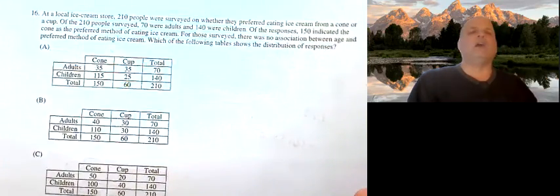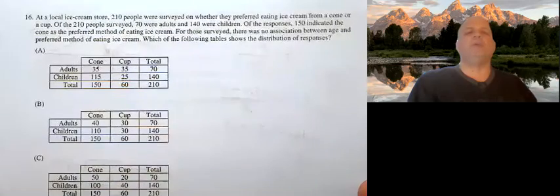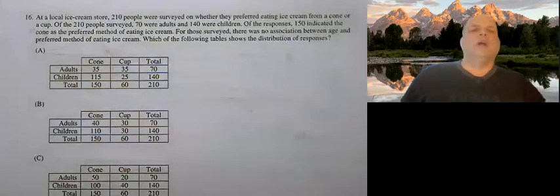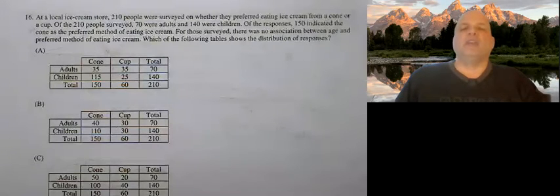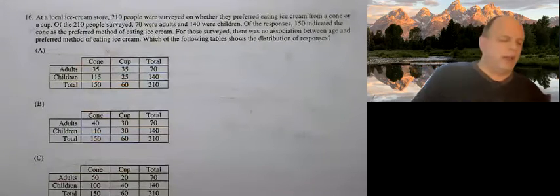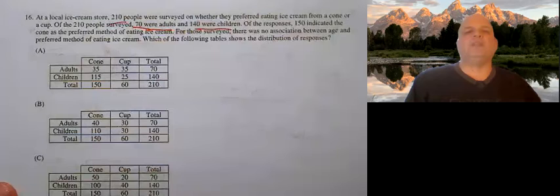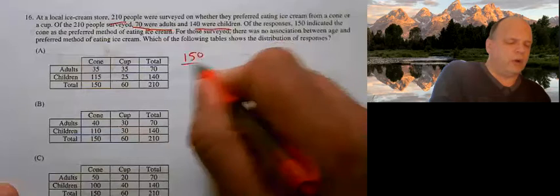All right, on to problem 16. At a local ice cream store, 210 people were surveyed on whether they preferred eating ice cream from the cone. Of the 210 people surveyed, 70 were adults and 40 were children. Of the responses, 150 indicated they preferred the cone. So 150 out of 210 preferred cone.